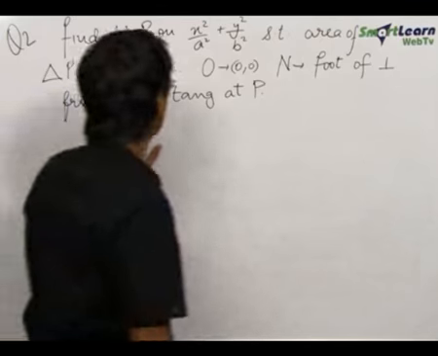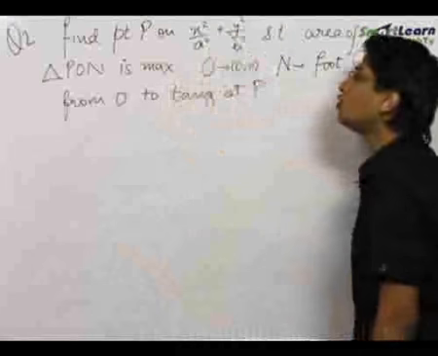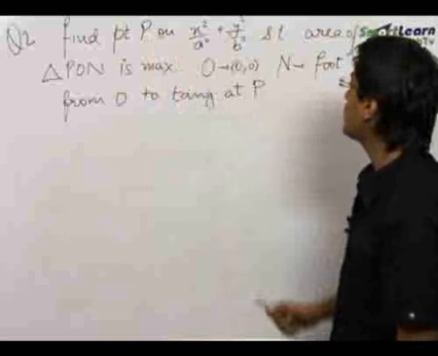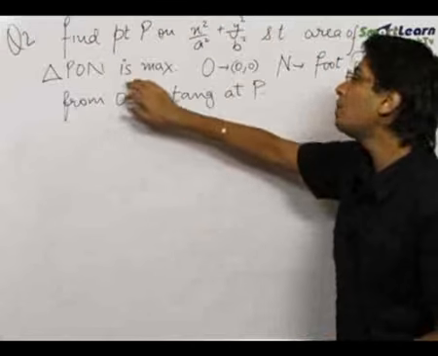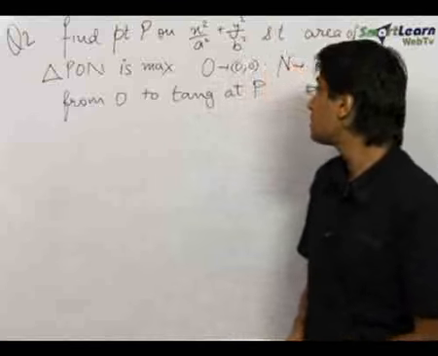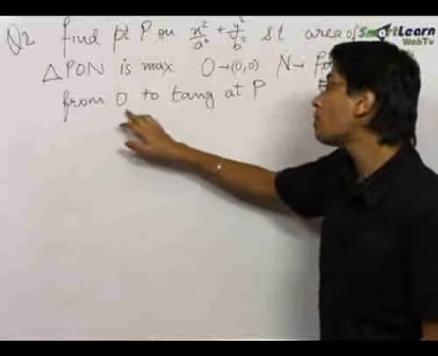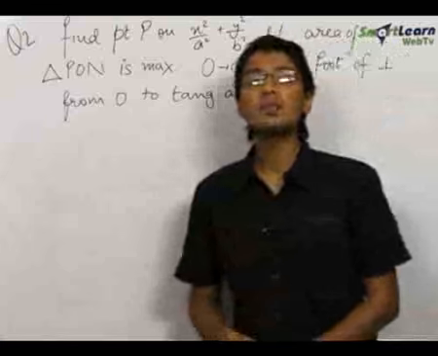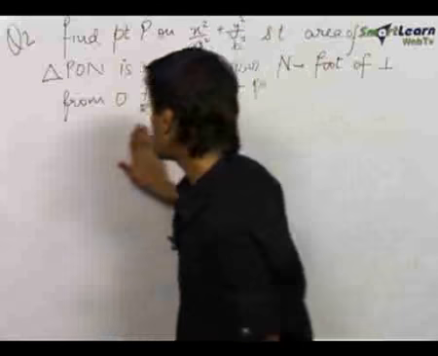Our next problem is a pretty interesting problem. We need to find a point P on the given ellipse such that the area of triangle PON is maximum, where O is the origin, that is the center of the ellipse, and N is the foot of the perpendicular from O to any tangent made at point P.